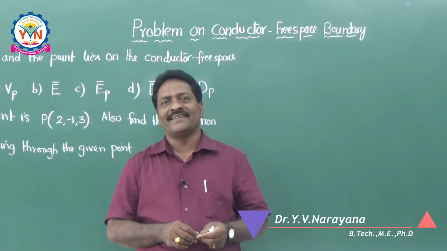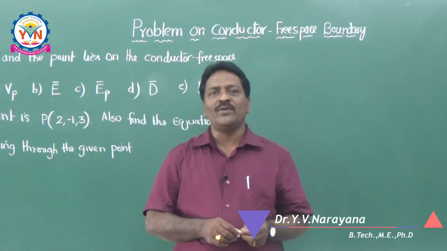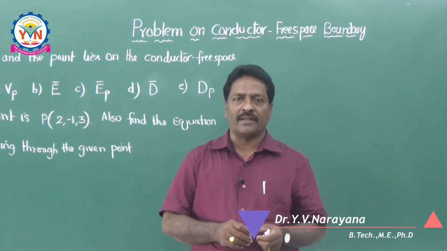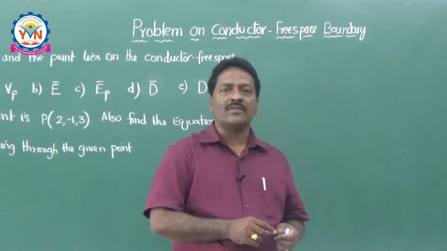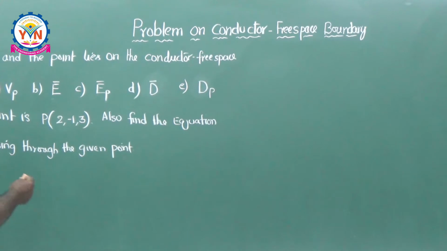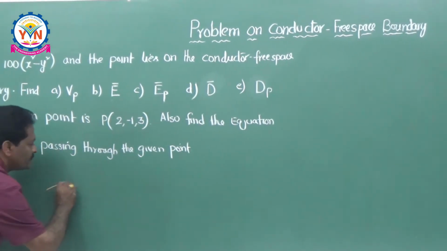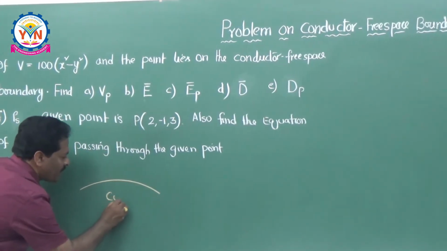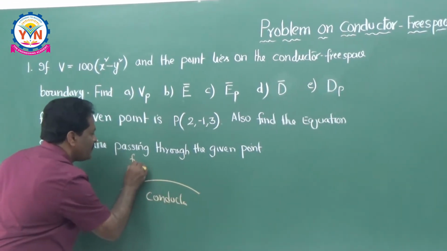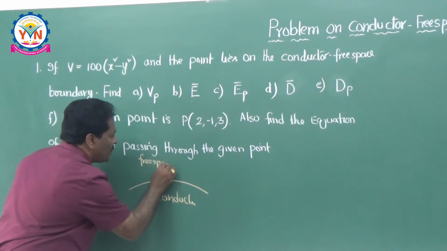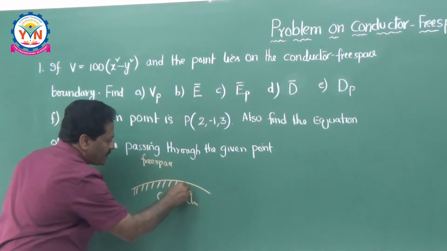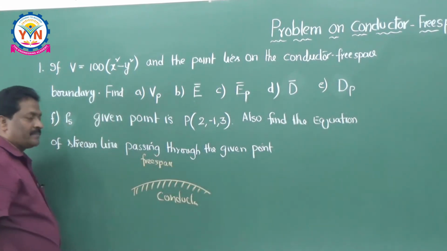Dear student, in this class, we are going to do a problem based on conductor to free space boundary. In the last class, we discussed the boundary conditions. If you take a conductor to free space boundary, with a conductor on one side and free space on the other, we concluded that this conductor surface is nothing but an equipotential surface. That is the first conclusion we have taken.